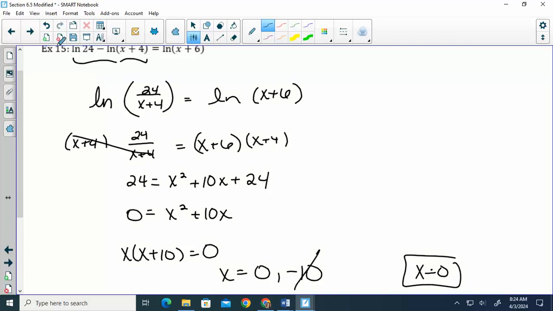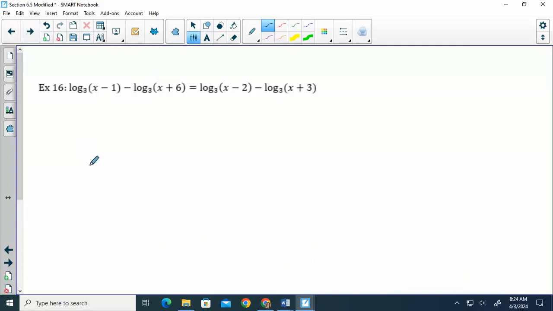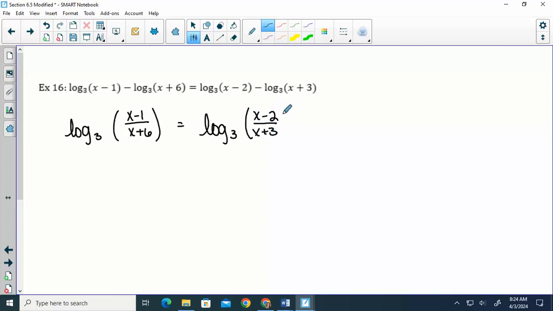One more like this. Where do we begin? You want to combine them, and then you want to use division because there's subtraction, and then you want to separate each. So set our arguments equal.